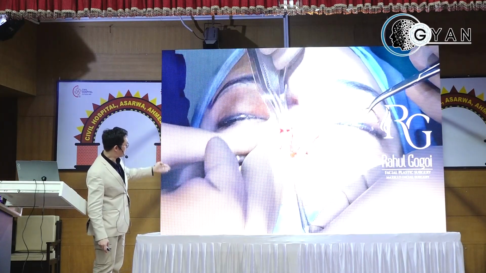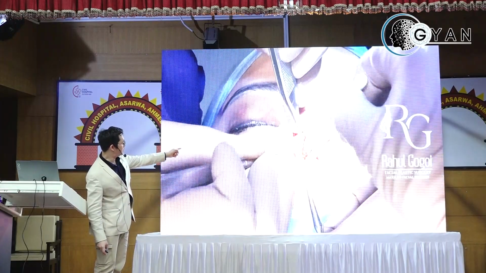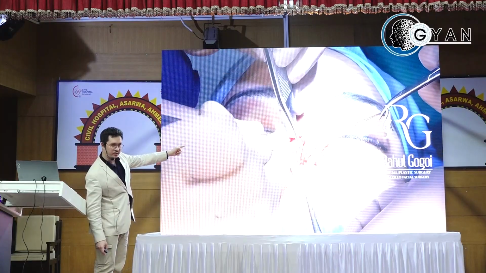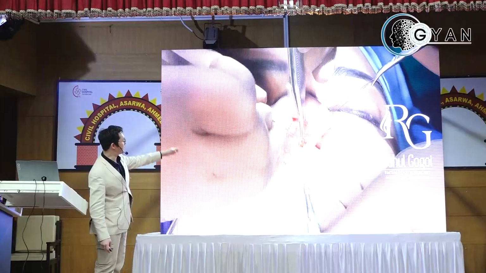So I'll go up and down till I find my pericardium. So that's the pericardium. You see that white tissue on the other side, which I'm holding with the instrument. So that is the pericardium. So here you see, now I don't find any restriction.